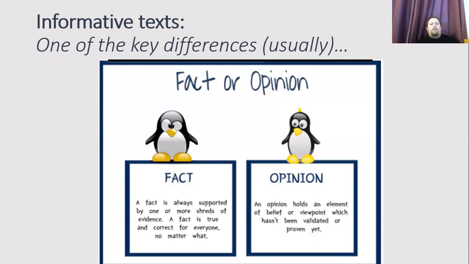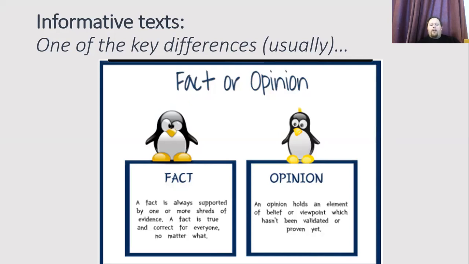Okay. So informative text, one of the things that is generally interesting about informative texts is that they have different styles. You have reports and you have articles, but most of them will generally include some sort of fact or opinion. So you can see here, a fact is supported by one or more pieces of evidence. That could be statistics, research findings, for example. And a fact is true and correct for everyone, no matter what.